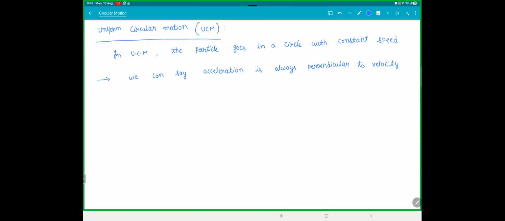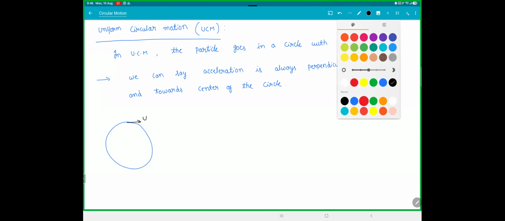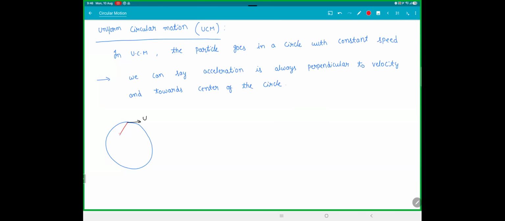The acceleration is always perpendicular to the velocity and towards the center of the circle. Now, how can we say it is towards the center of the circle and it is always perpendicular? One thing is clear, there's an acceleration. So let's look at the possibilities. Now, when you're going in a circle, your speed is u. Let's say your acceleration is like this.